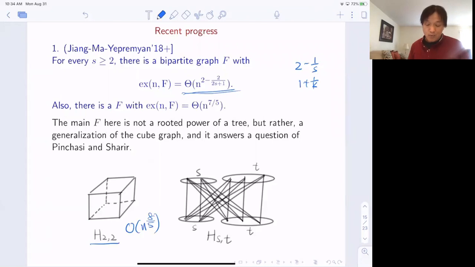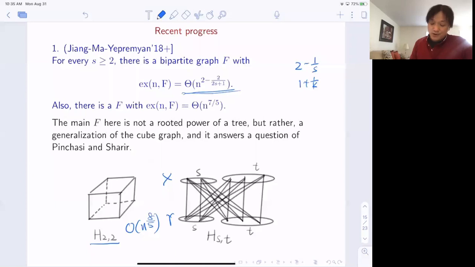So then one way you can think about it, I won't say too much about this, but the graph we showed has this desired exponent is what we call H_{S,T}, which is obtained by taking an S-matching on the left and a T-matching on the right. If you view them as bipartite graphs with parts X and Y, then you join the S-matching intersect X completely to the T-matching intersect Y, and the other direction as well, diagonally. Join them by complete bipartite graphs.